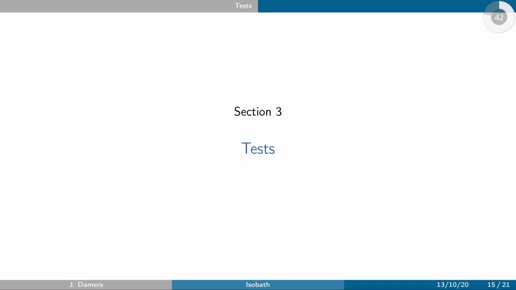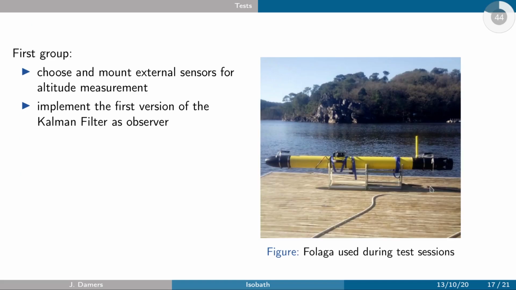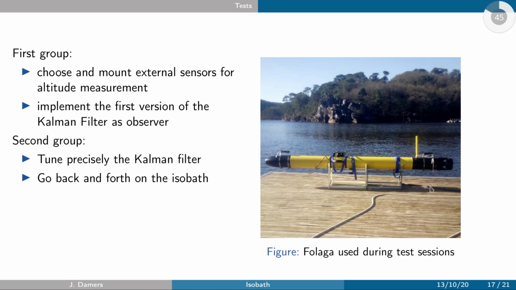And so we decided to do tests in a real life environment. To do so, we ran tests at the Lac de Guerlédan with students at ENSTA-Bretagne. So we've done it 2 scholar years in a row. The first group had to choose and mount the different sensors and hardware we needed, and they had to implement the first version of the Kalman filter. It was working, but it was not really stable. And so the second group tuned the Kalman filter precisely for the vehicle they were using.